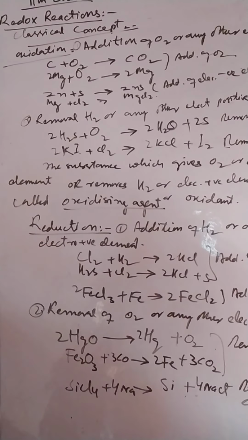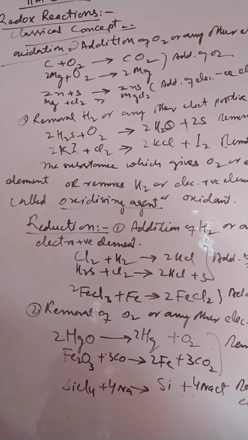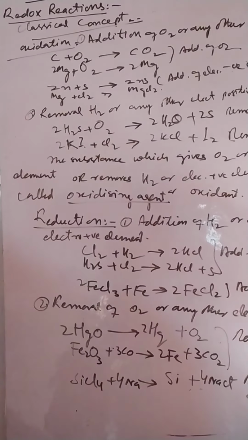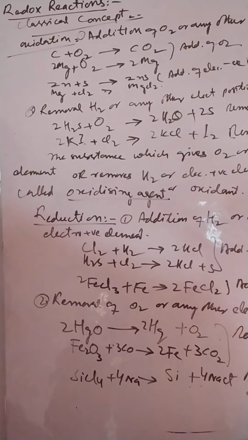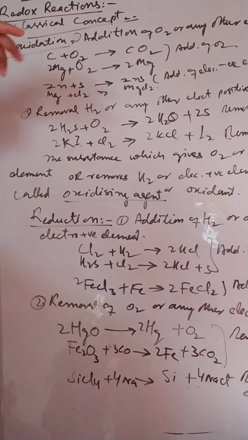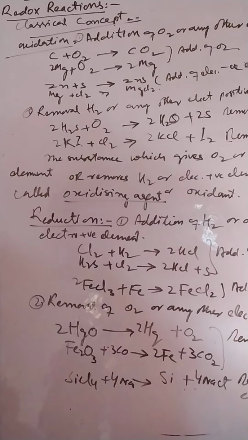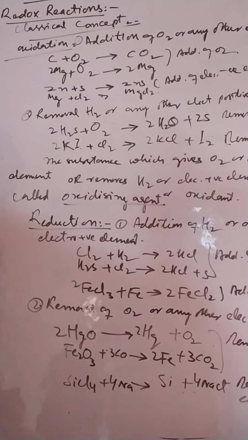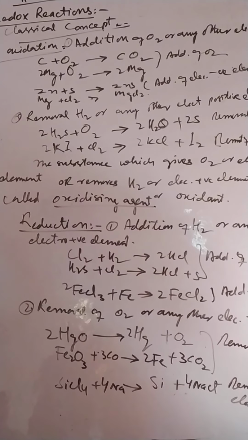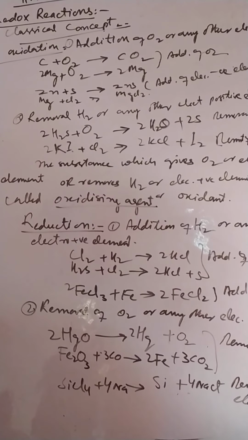So we need to understand this. First, let us see what is oxidation. Oxidation has two definitions. One is addition of oxygen or any other electronegative element. When we add oxygen or any electronegative element to some other element, the reaction is an oxidation reaction.